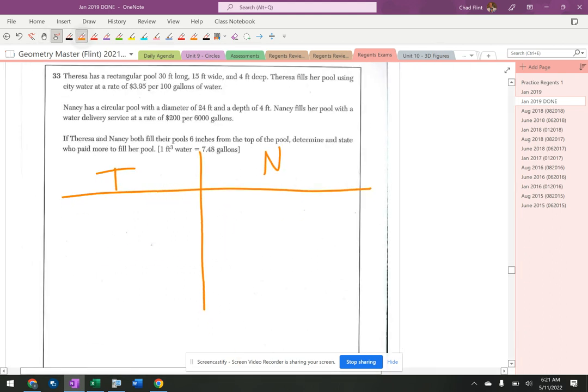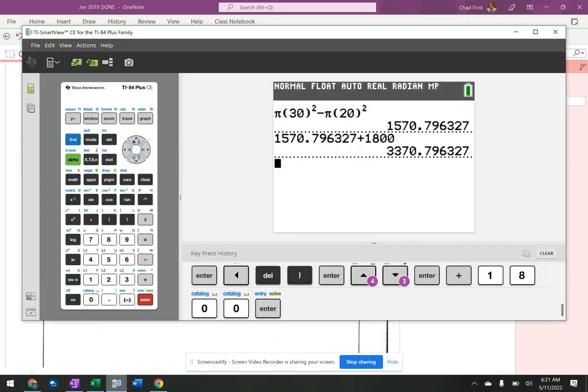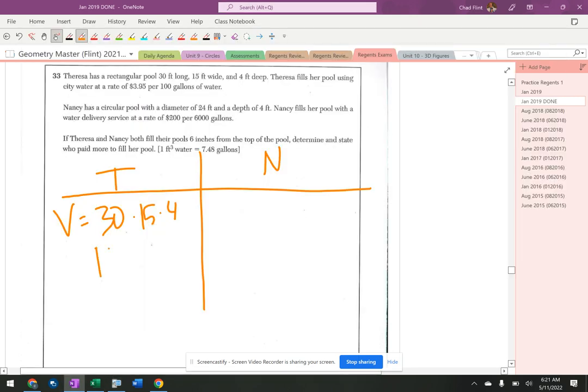So volume equals area of the base times the height, or length times width times height: 30 times 15 times 4. That's 1,800 cubic feet. Then Nancy has a circular pool.